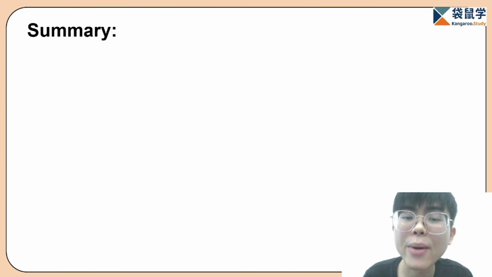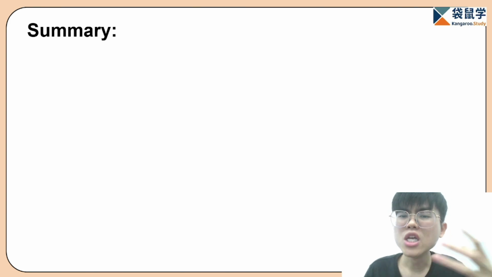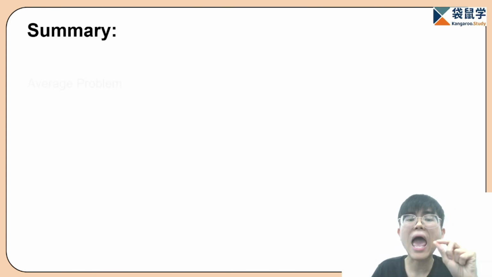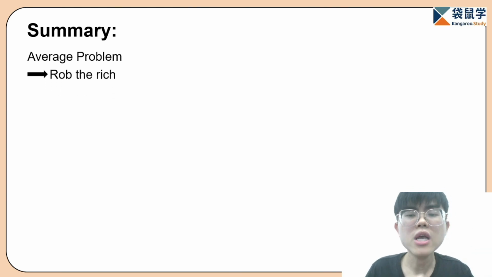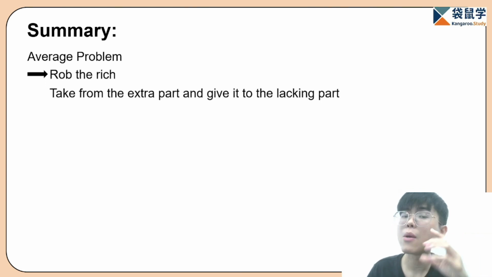So now let's try to summarize what we are learning in this question. When we have this kind of question, which is an average problem, the concept that we use is known as the rob the rich, whereby we take from the extra part and we give it to the lacking part. And we know that these two parts are the same, right?